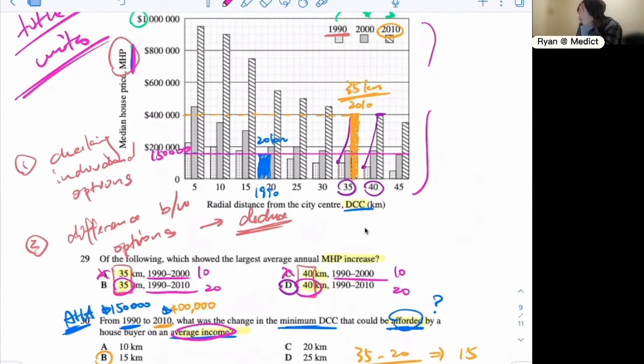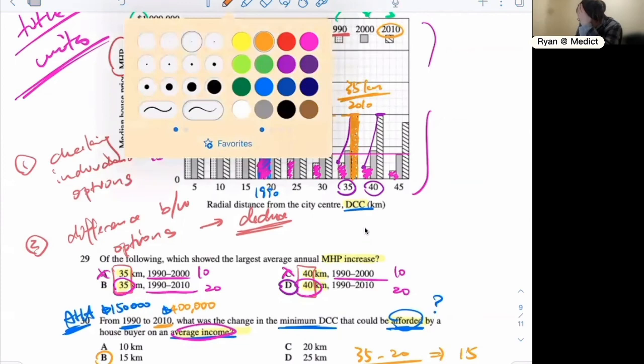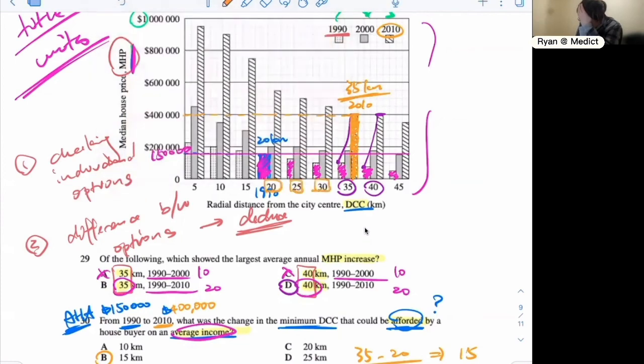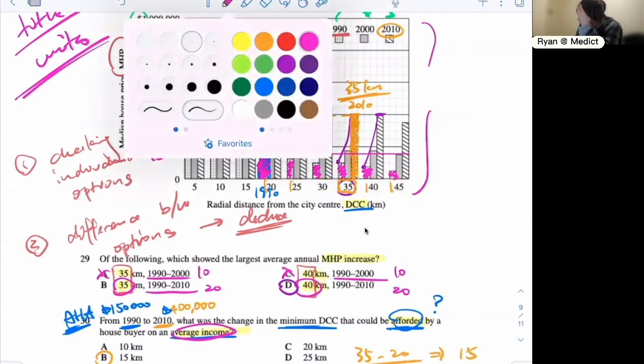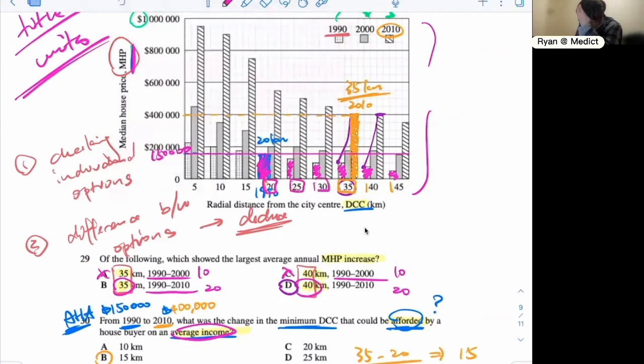So what are the DCCs they can buy? They can buy this one over here, and also this one, this one, this one, this one, and this one. So how many DCCs is that? That would be 1, 2, 3, 4, 5, and 6, right? Oh, I probably shouldn't have used orange. Let me just erase them. Let's use pink. 1, 2, 3, 4, 5, 6.